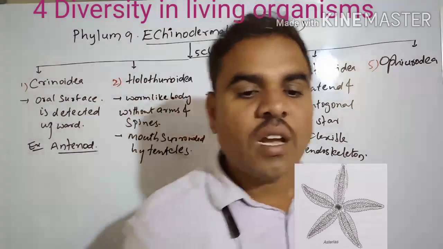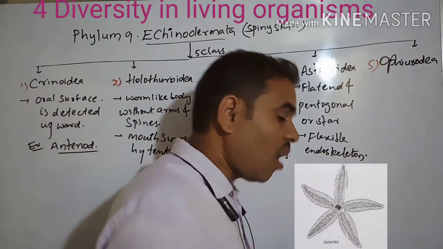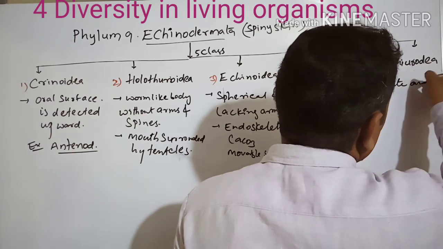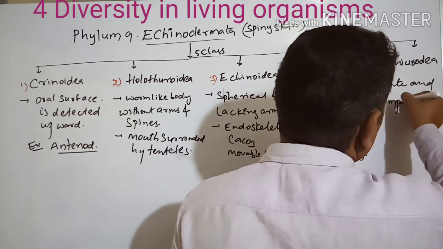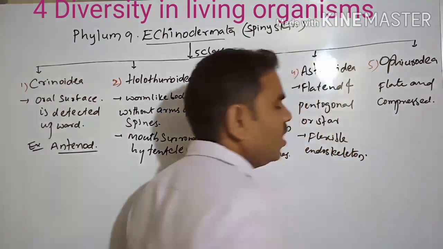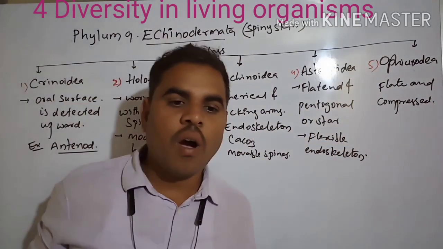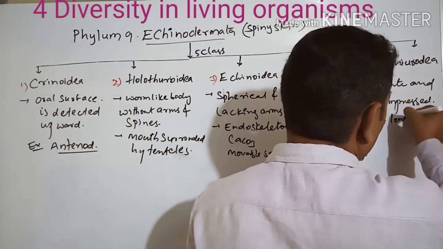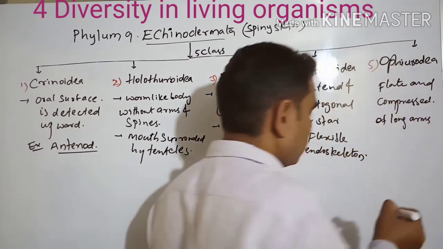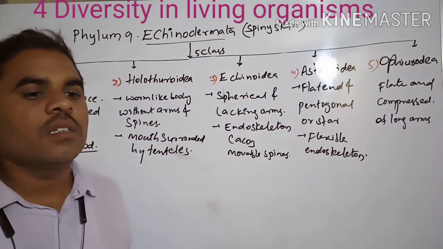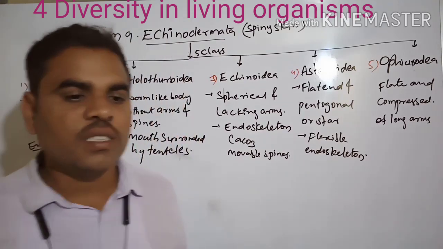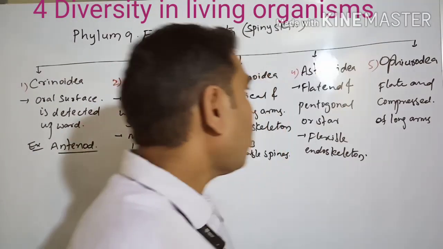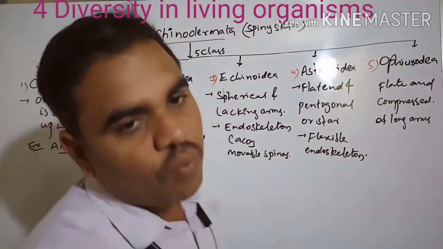Asteroids have a body that is flat and compressed, with long arms and a disc-like shape. Next, Ophiuroidea.